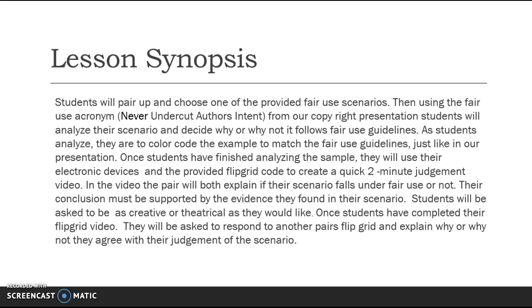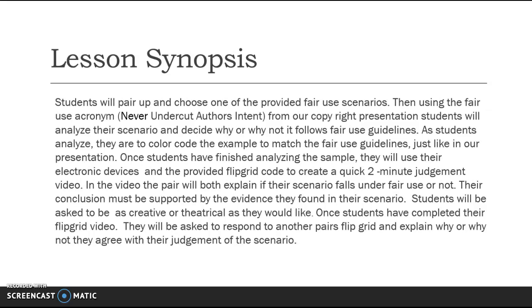in my presentation. Once students have finished analyzing the sample, they will use their electronic devices and the provided Flipgrid code to create a quick 2-minute judgment video. In the video, the pair will both explain if their scenario falls under fair use guidelines or not. Their conclusion must be supported by the textual evidence they found in their scenario. Students will be asked to be as creative or theatrical as they would like.